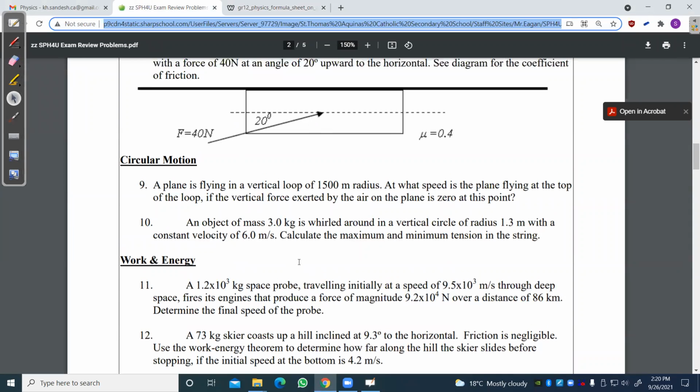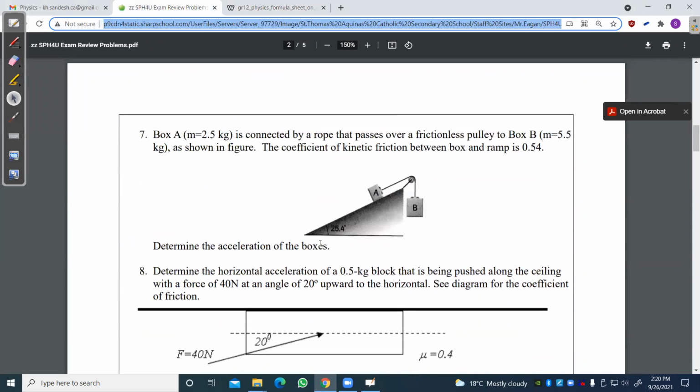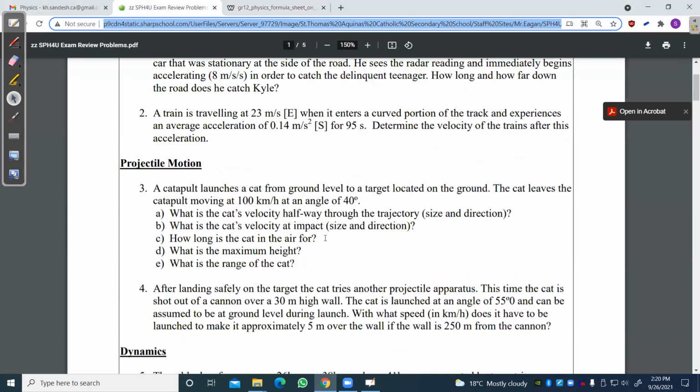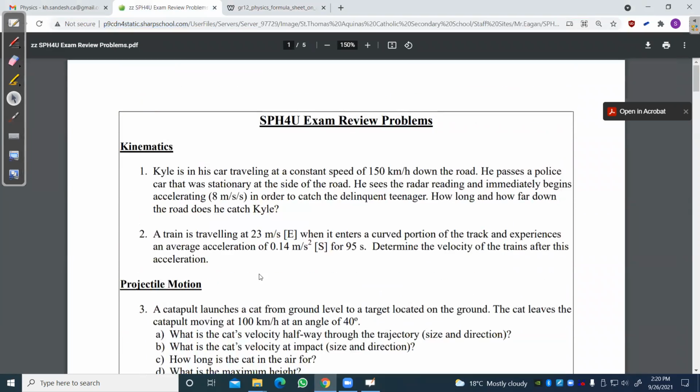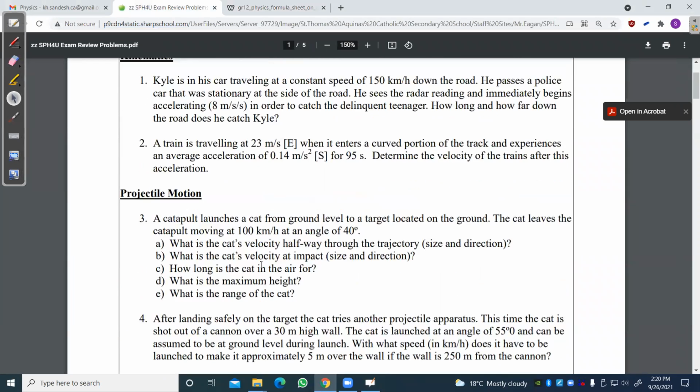Okay. You want to keep doing some dynamics? What else do you want to do? Or just projectile motion. We have never done a projectile motion question together, have we? We have not done it together, no.